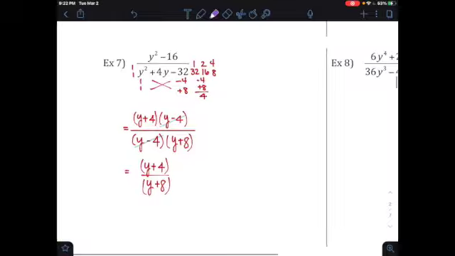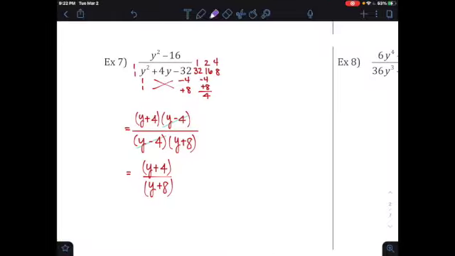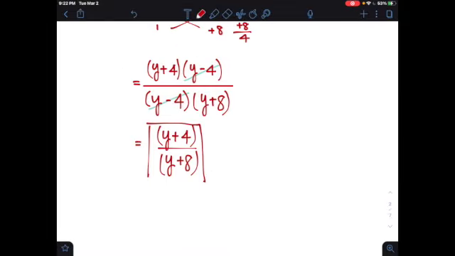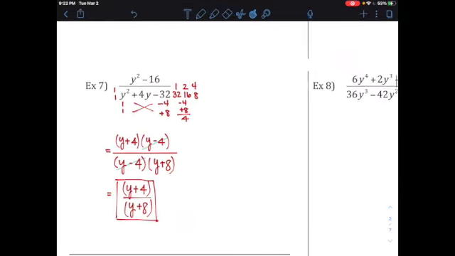So the answer I left with is y plus 4 and y plus 8. That's example number 7's answer. Please from now on box your answer so it's easier for me to see.